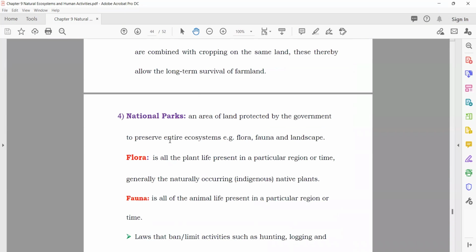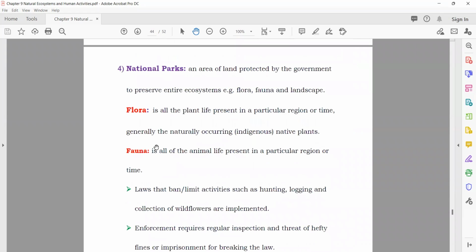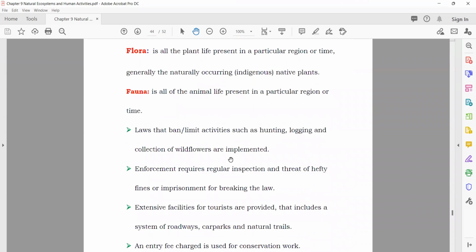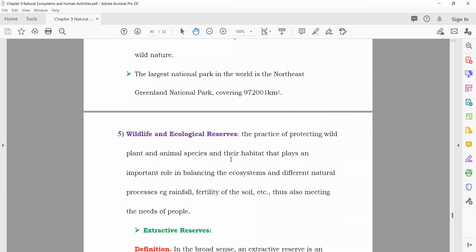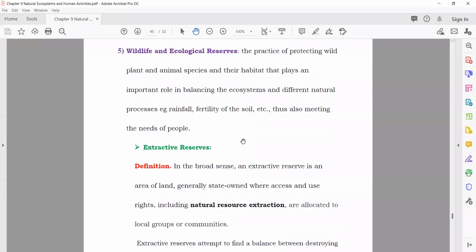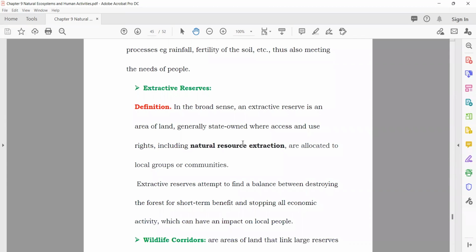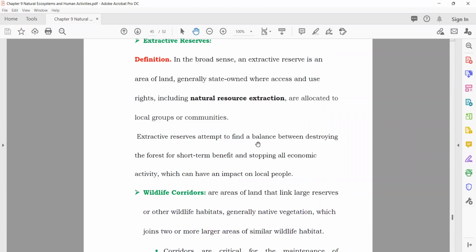National parks are also used if you want to conserve the biodiversity or the ecosystem. Flora means all the plants. Fauna means all the animals. Now, wildlife ecological reserves: a lot of countries have these reserves where they put the animals, especially animals which are in danger of extinction.